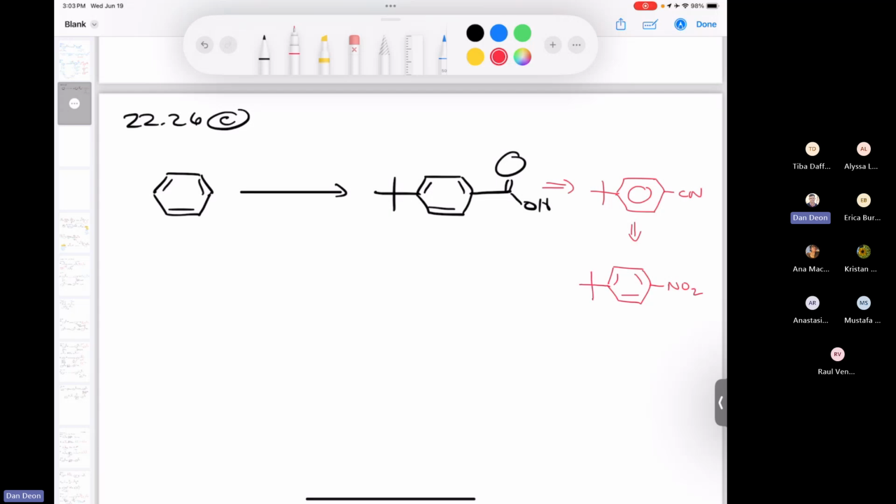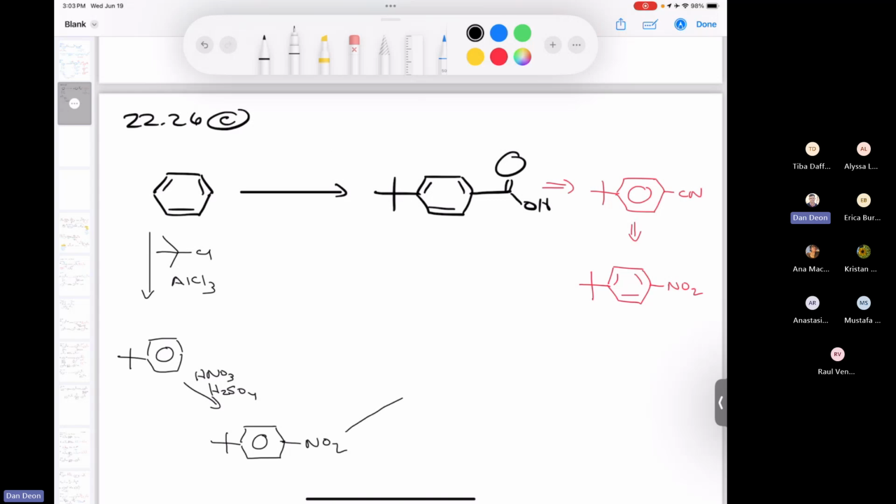So obviously we've got to put the tert-butyl in first, and then the nitro second. To install the tert-butyl, we're just going to use some Friedel-Crafts chemistry. So we'll use tert-butyl chloride and aluminum chloride, and that's going to put our tert-butyl group in like this. Then to install the nitro, we just need nitric acid and sulfuric acid. It's almost like these questions are a little heavier on chapter 18 than chapter 22. So now we've got our nitro group.